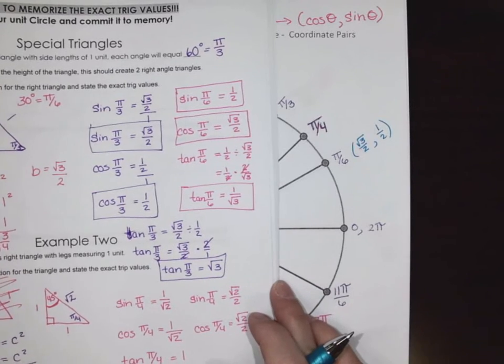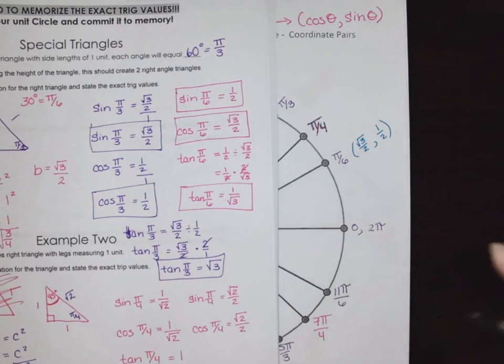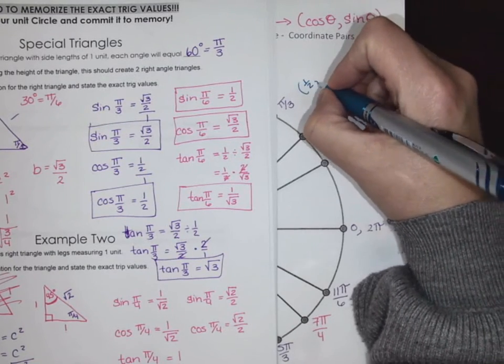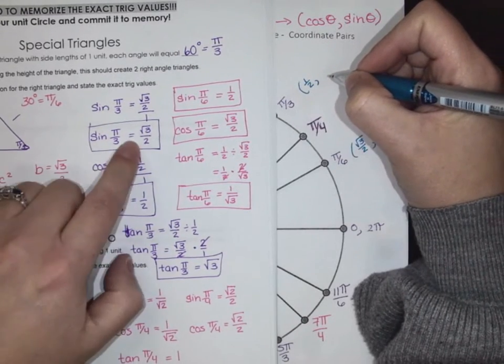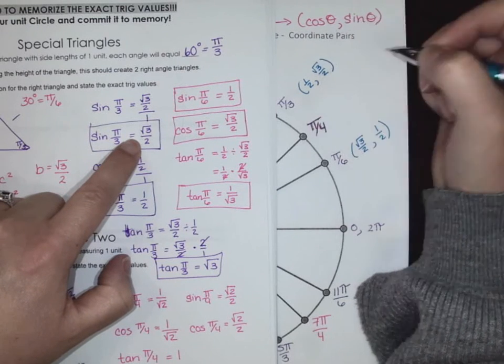Okay, so now we're at pi over 3. So we're in the purple numbers here. So cos is going to be 1/2. And sine is root 3 over 2.